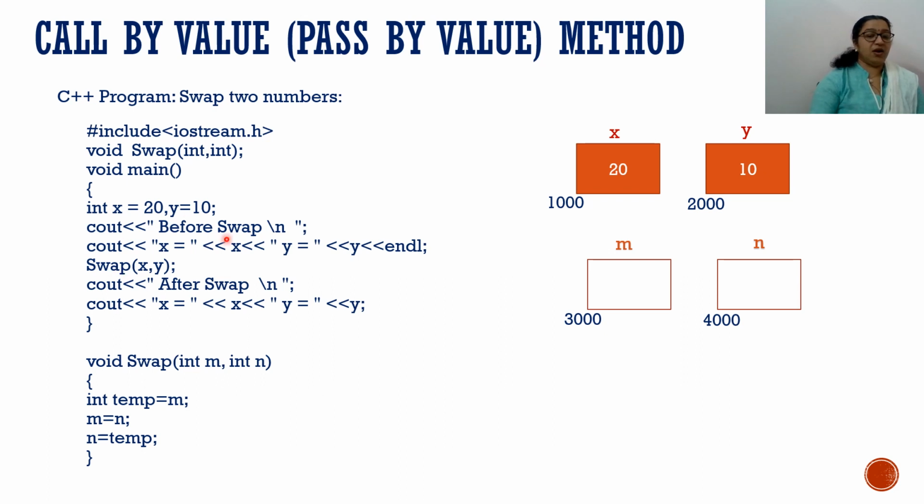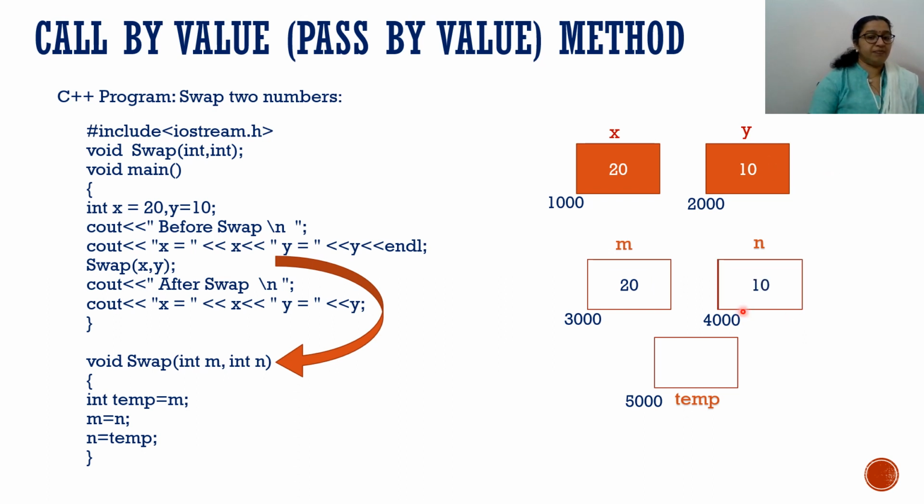Now we can check when you are calling the swap function what is happening there. So swap, we are passing the values x and y to m and n. x will copy to m and y will copy to n. So the value of x, 20, will copy to m now, and 10 will copy to n. See, we copied into m and n. So these are different locations. See the memory addresses here: 3000 and 4000, and x and y in 1000 and 2000.